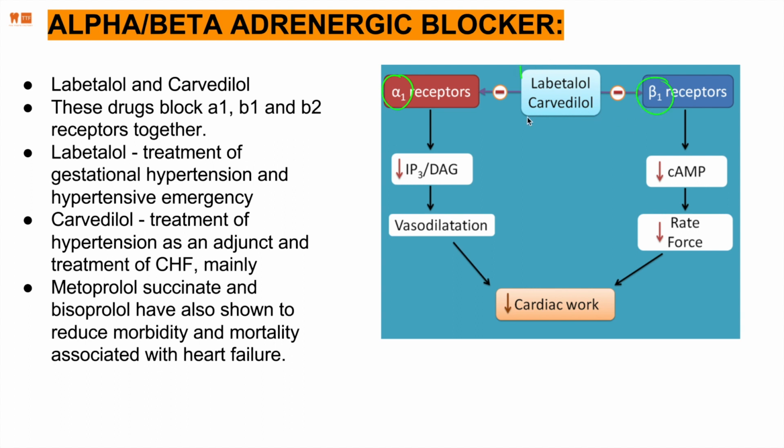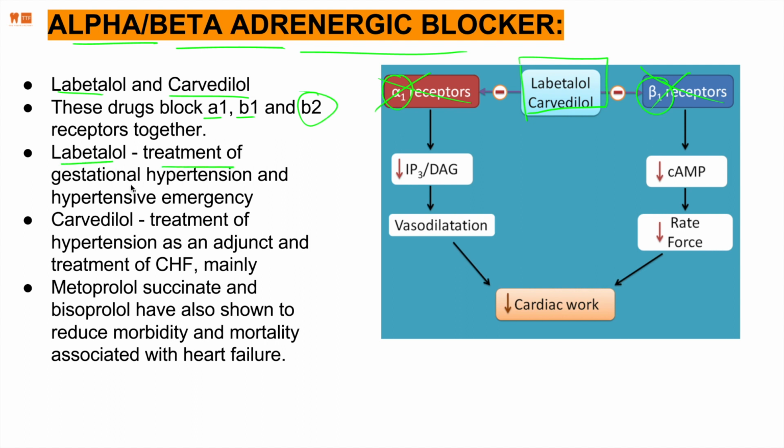Now, remember we were talking about an alpha-1 blocker and beta-1 blocker? Well, that's where the alols come in, labetalol and carvedilol. They block both alpha-1 and beta-1 receptors. Labetalol, carvedilol are alpha and beta adrenergic blockers. They block both alpha-1 and beta-1. Along with it, it blocks beta-2 as well.